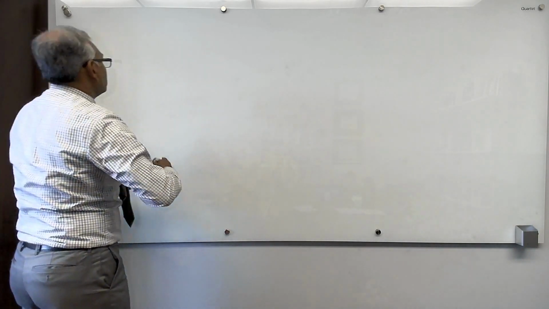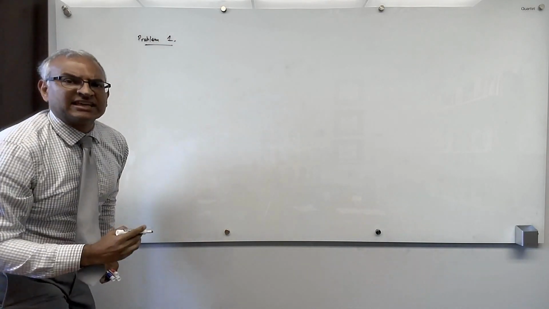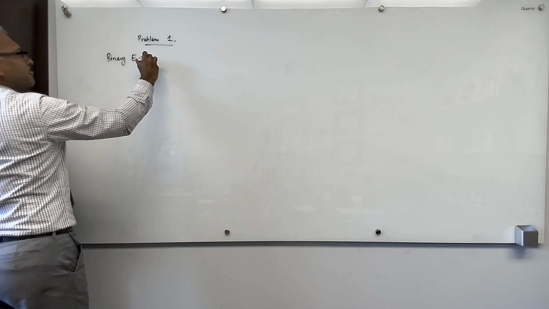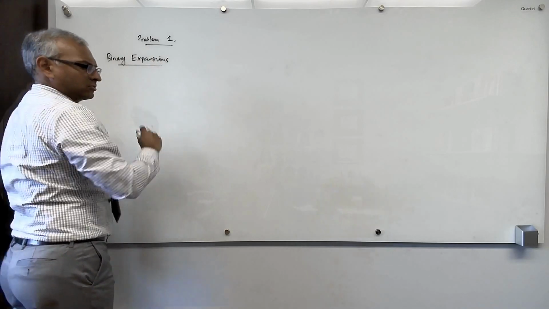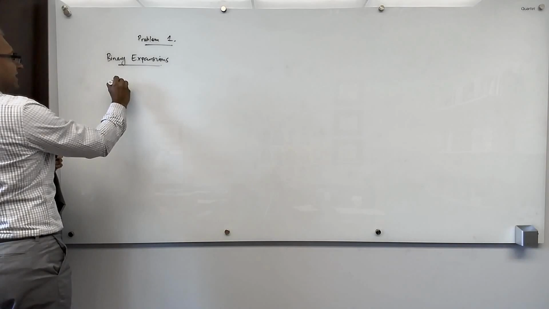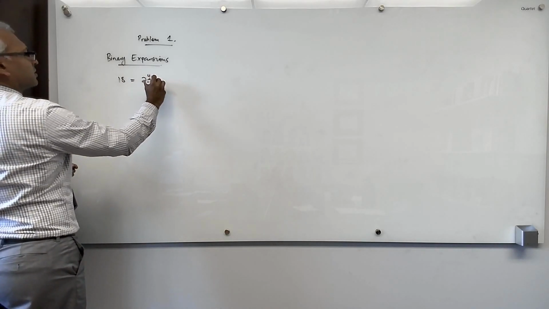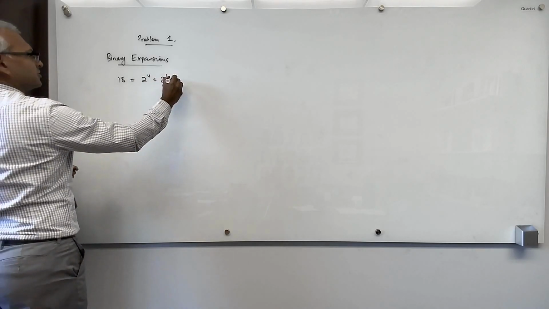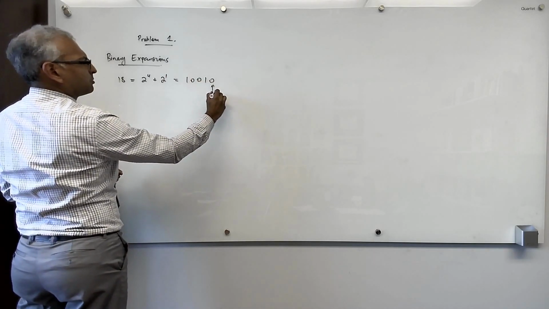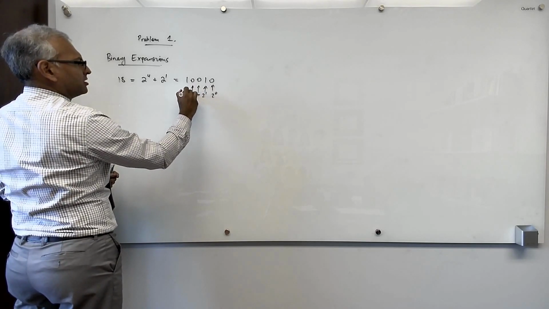So problem 1. Binary expansion. You have probably all seen binary expansions. Let me give you an example. For example, 18 is equal to 2 to the 4 plus 2 to the 1. And so that has the binary expansion 1, 0, 0, 1, 0. So this is the 2 to the 0 place, this is the 2 to the 1 place, this is the 2 to the 2 place, this is the 2 to the 3, this is the 2 to the 4.